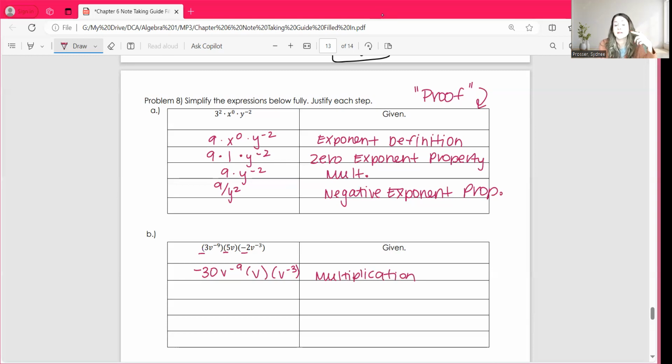And now we can combine those variables because I only have one variable. So I've got V to the negative 9 times V to the negative 3. I have an exponent of 1. Multiplying variables, add the exponents. So I've got negative 9 plus 1 is negative 8. Negative 8 plus negative 3 is negative 11. And that is the product of powers.